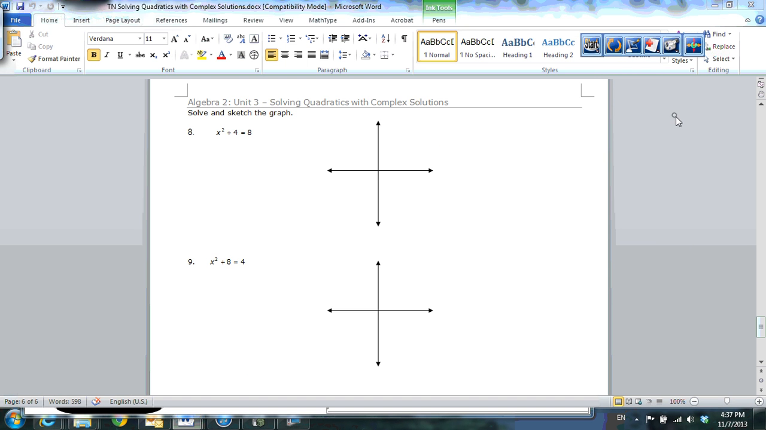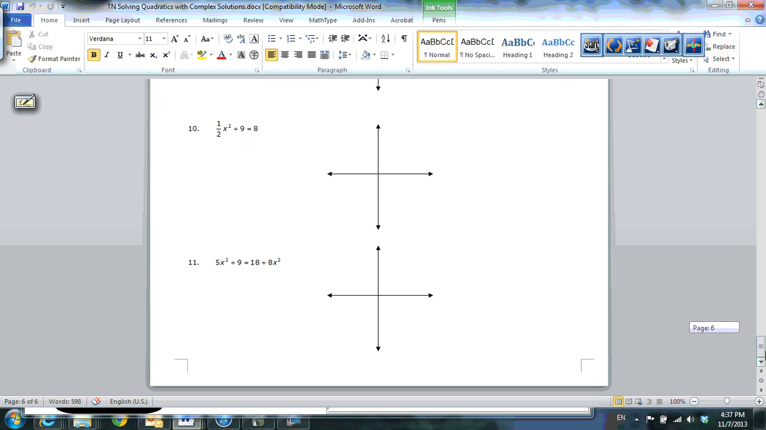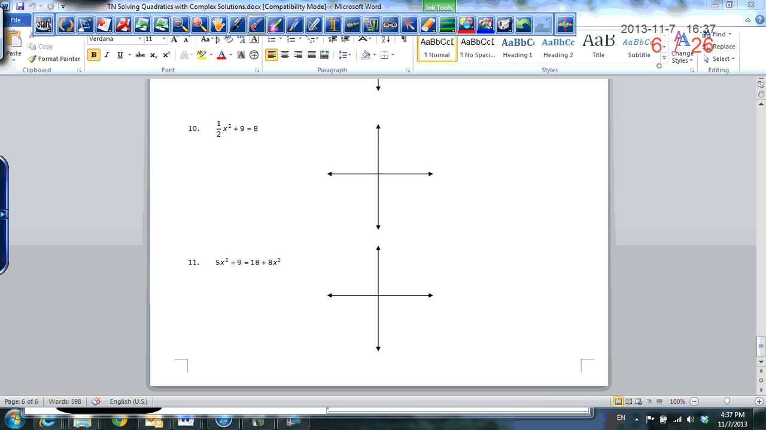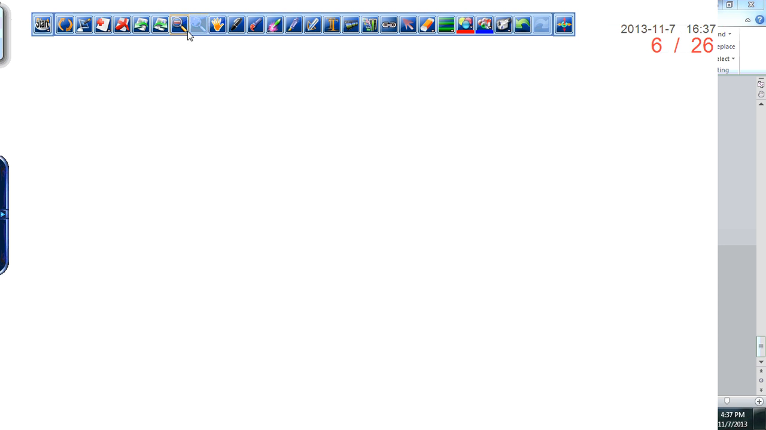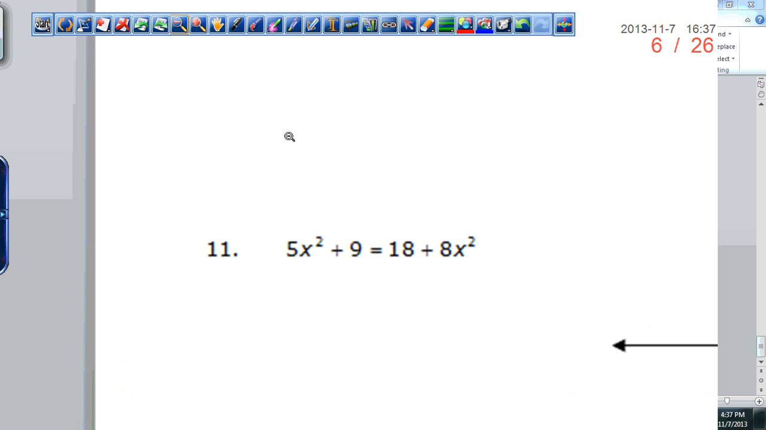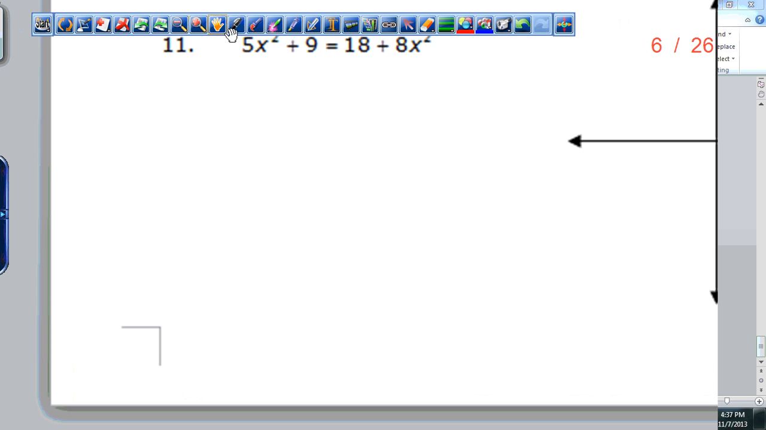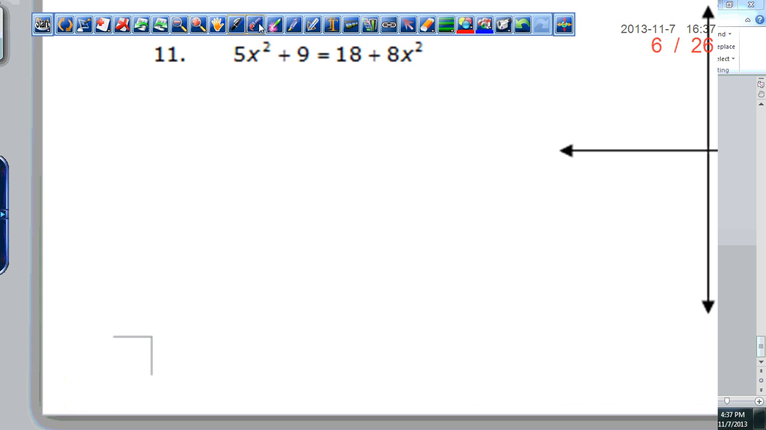Let's do one more. We'll skip 10 and let's go to 11 because it's a little more challenging. Oh, zoom in way too much. Too much zoom. There we go. All right. Let's get our x squareds on one side and our numbers on the other. Subtract 8x squared, I get negative 3x squared. Subtract 9, I get negative 9. Divide by negative 3.